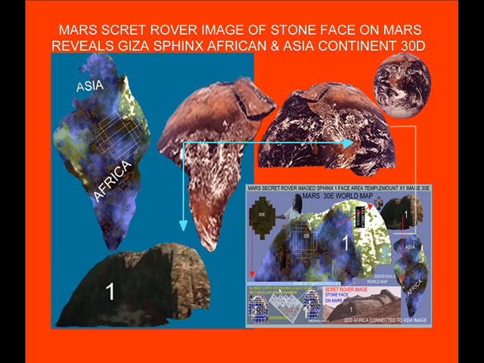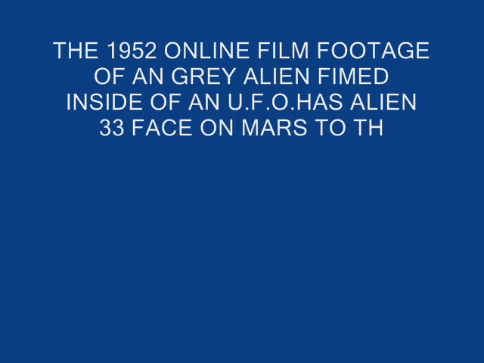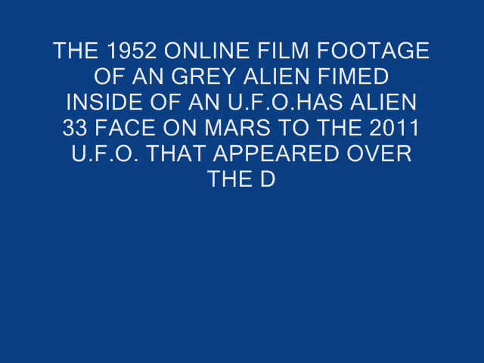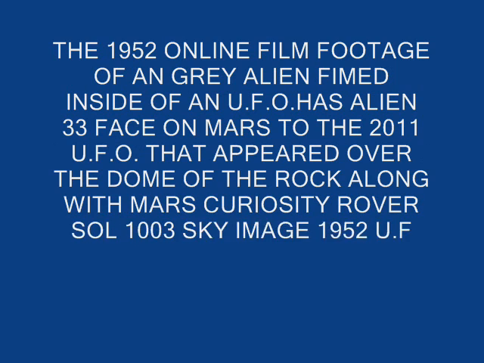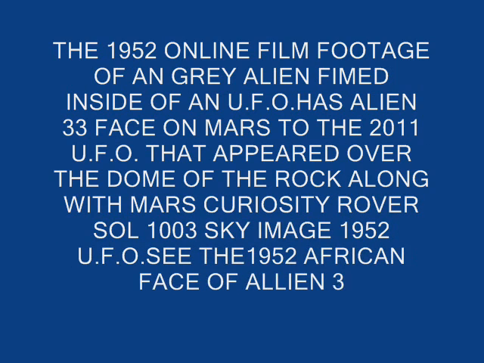Now this is the same UFO that appeared in 1952 in the online film footage of a great alien film inside of a UFO. You can type that into Google or YouTube search engine and see the black African alien 33 face of the God of Abraham, Isaac, and Jacob. He has 3 fingers and 1 thumb on each hand, big black oval shaped eyes, and he looks like an African alien.